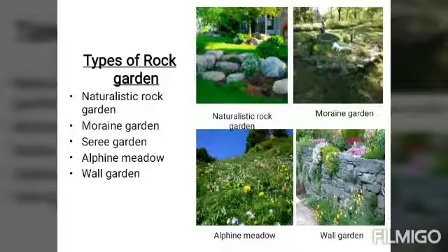And the fourth is the alpine meadow or alpine lawn garden. So here it is the modification of naturalistic. ये modification है. Modification of what? Of the first one. What is the first one? That is the naturalistic rock garden. Always remember, this question might come: what is the name of that garden which is the modification of naturalistic rock garden? So the answer is alpine meadow or alpine lawn garden.